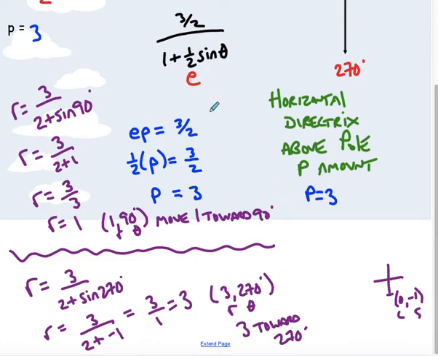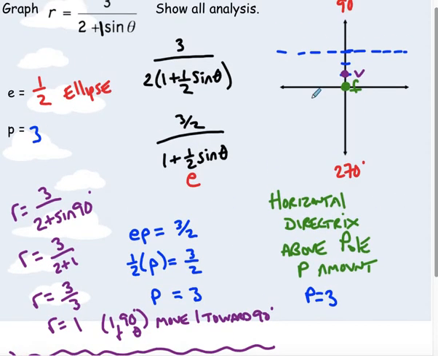270 degrees. Okay, so now I got to scroll back up here. I'm going to move 1, 2, 3 toward the 270 degrees, and that will be another vertex. So my ellipse is going to look something like that. That's not great, but I think you get the idea.